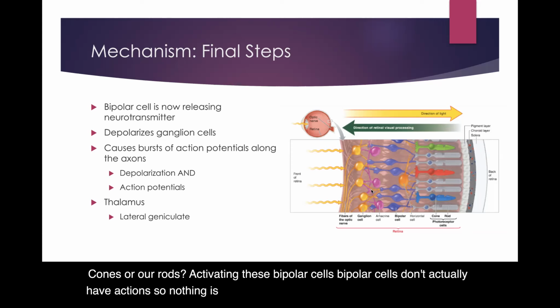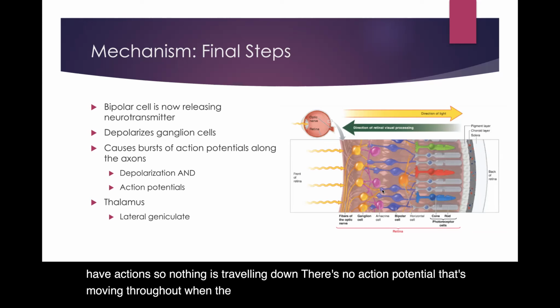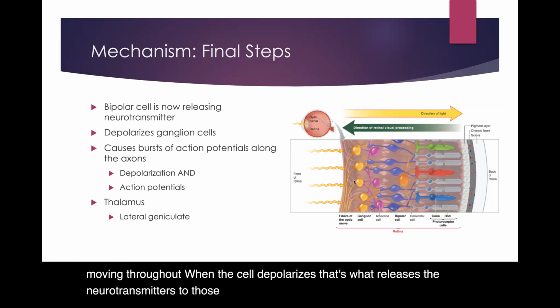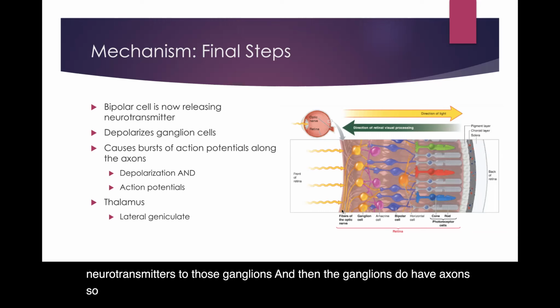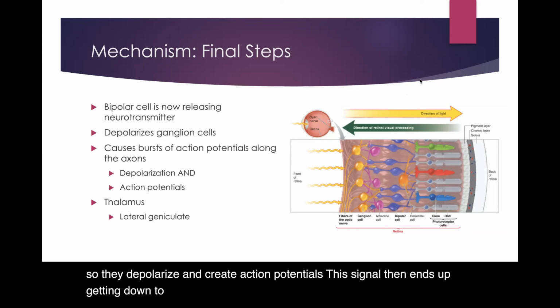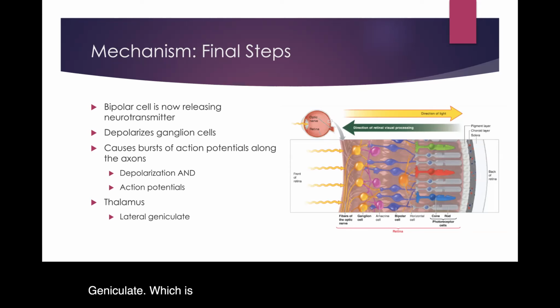There's no action potential that's moving throughout. When the cell depolarizes, that's what releases the neurotransmitters to those ganglions. And then the ganglions do have axons, so they depolarize and create action potentials. The signal then gets down to the thalamus, specifically to the lateral geniculate, which is what's going to process those signals to be processed by the brain.